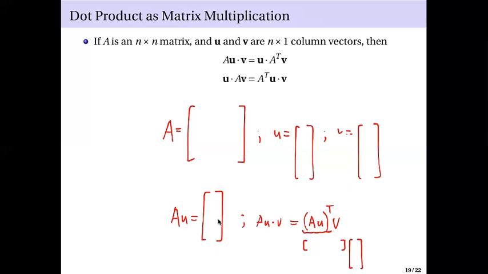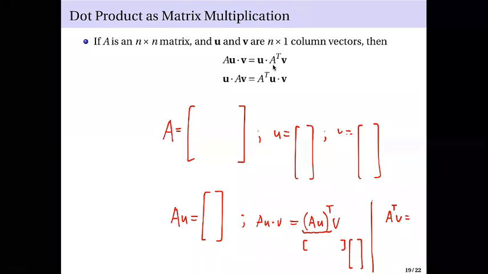It is the same as, look at this: u dot A transpose v. So A transpose v is a column vector. But look at this: the rows of A become columns, and the columns of A become rows, because you have to get the transpose.